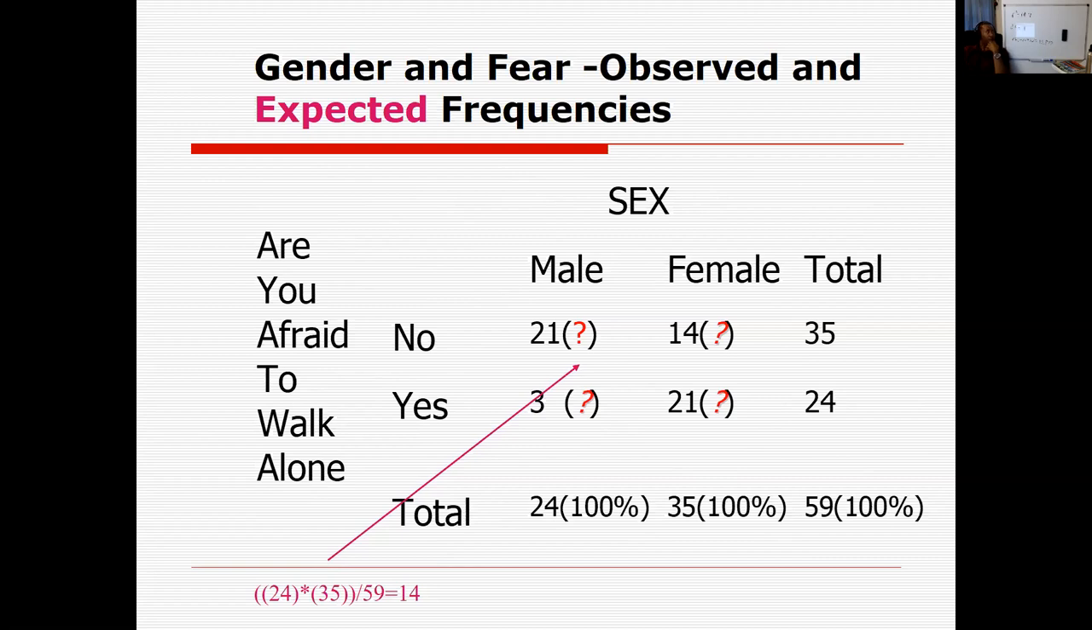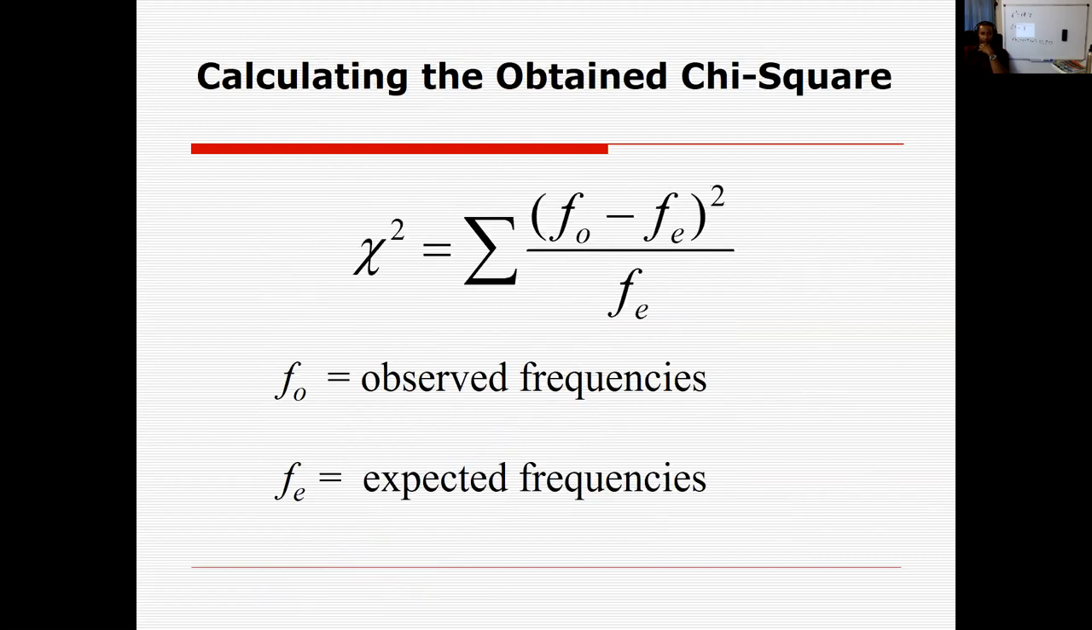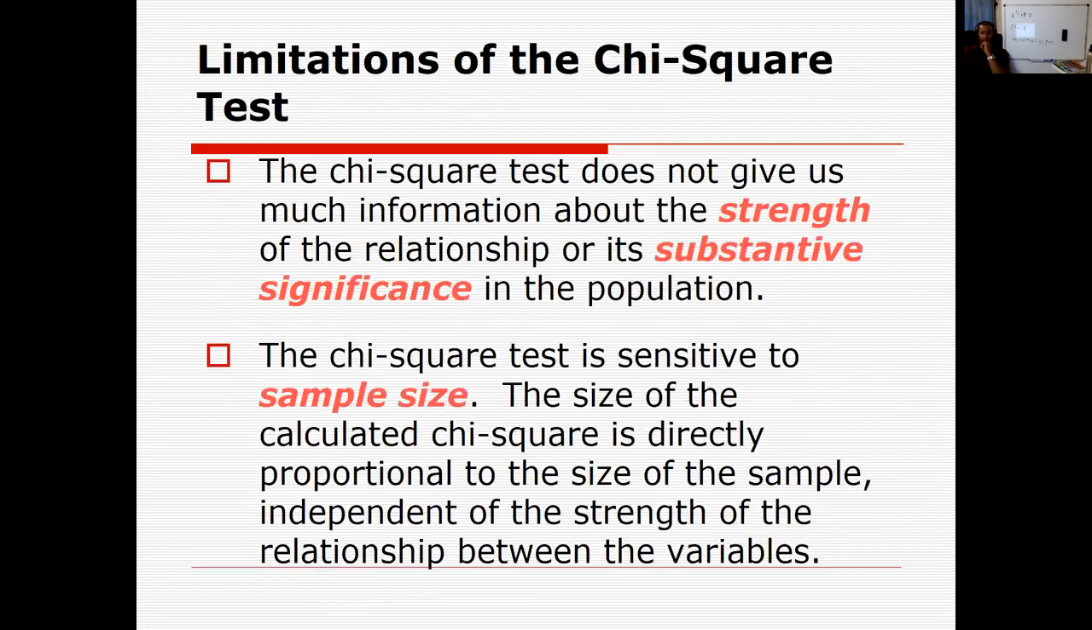What happened to our chi-square? It went from 14.2 to 7.1. So that's what we mean by the chi-square test is extremely sensitive to sample size. So obviously one of the ways to reject the null hypothesis, and this is a big problem with the chi-square, is to increase your sample size and it's going to be a lot easier to reject the null.